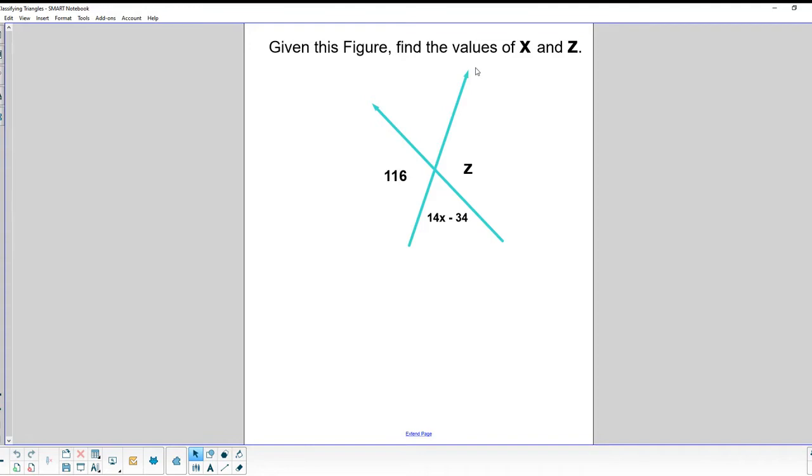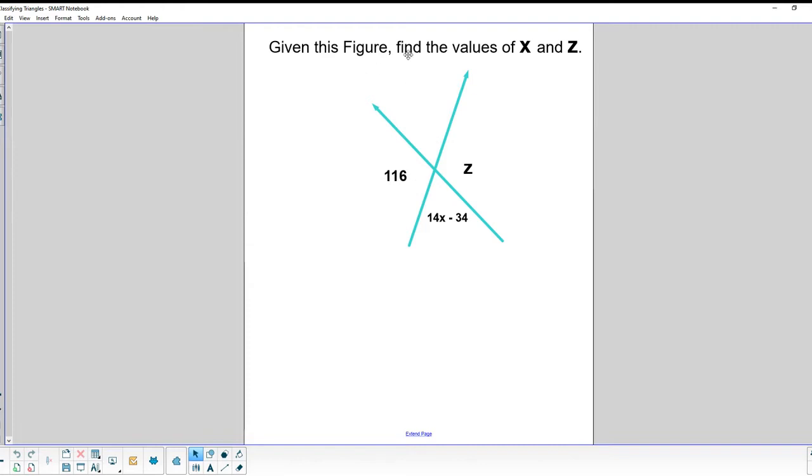So we learned from our definitions a little earlier in this section that when two straight lines cross each other like this, they don't have to be necessarily horizontal, they create four different angles. And the angles that are straight across from each other on this little diagram equal each other.